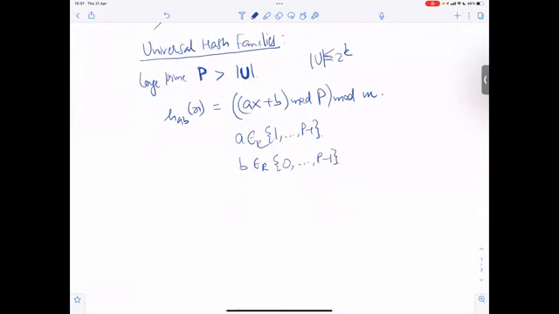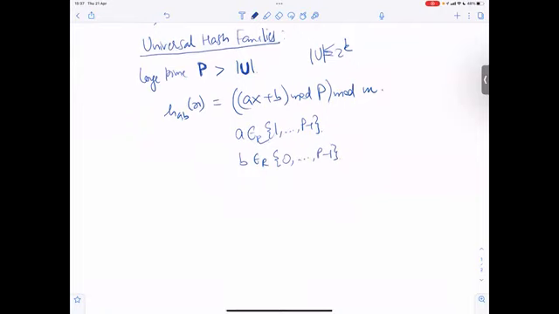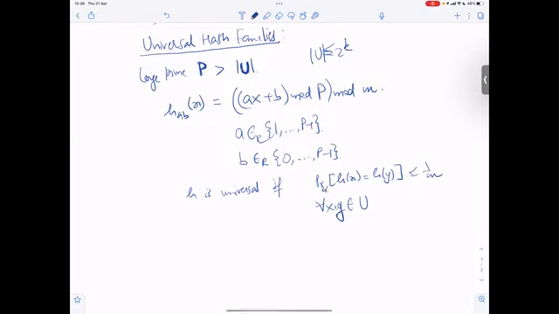So why is this a universal hash family? By universal hash family, we mean H is universal if the probability that h(x) equals h(y) is less than or equal to 1 upon M for all x, y belonging to the universe, and h is picked randomly from the set H.